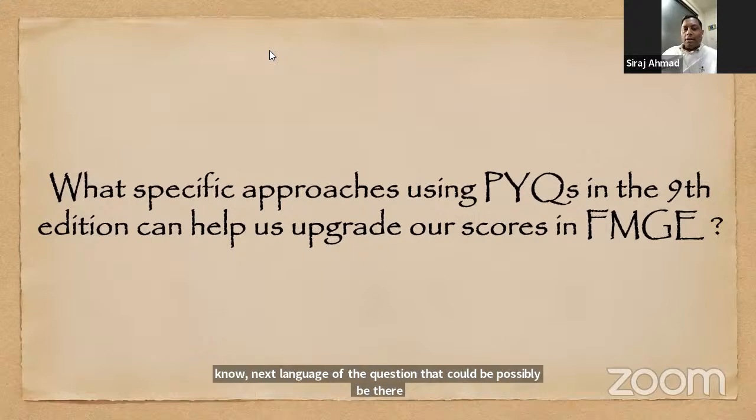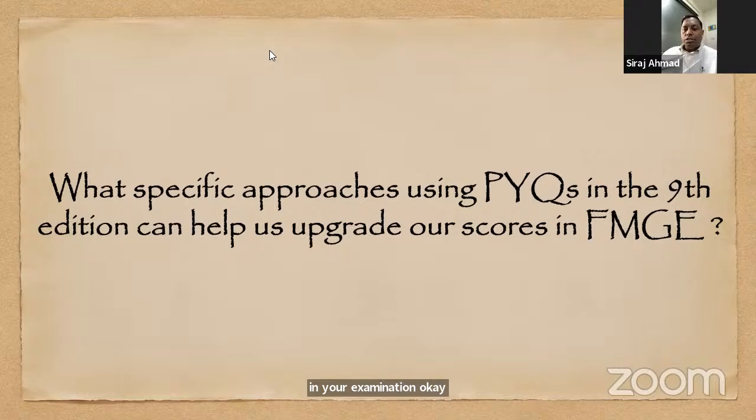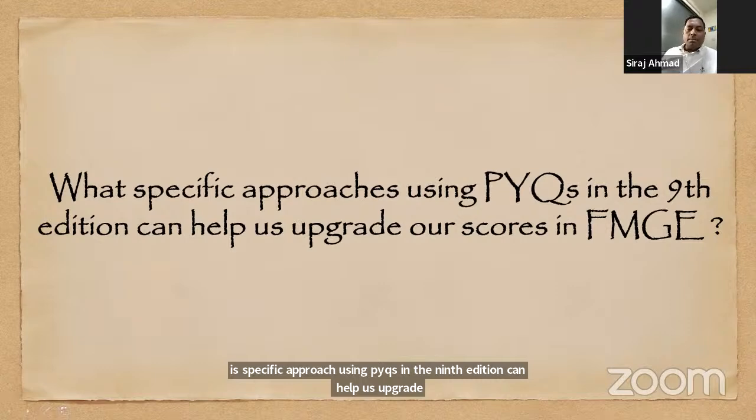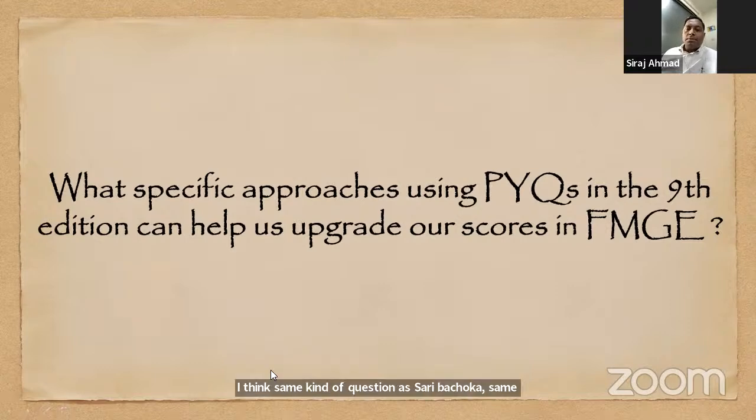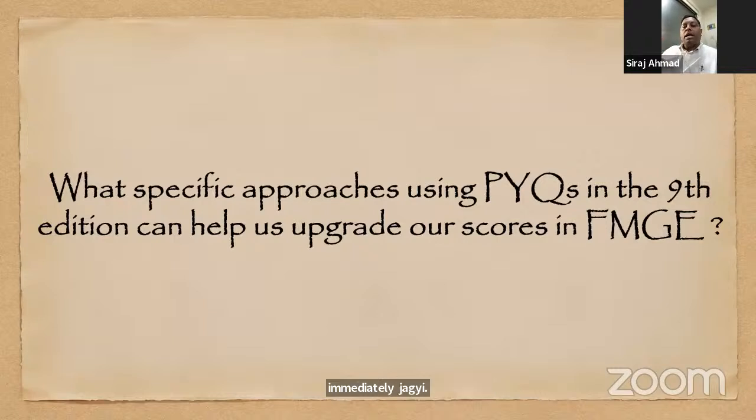ठीक है. अगला क्वेश्चन है, what specific approach using PYQs in the 9th edition can help us upgrade our score. तो मुझे लगता है ये भी एक same kind of question है, सारे बच्चों का सेम तरह का क्वेश्चन है कि स्पेसिफिक अप्रोच PYQ के लिए यही होगा कि जब भी आप थियरी पढ़ते हैं, थियरी के बाद आप MCQ पे इमीडिएटली जाइए, देखिए कि उस टॉपिक पे क्वेश्चन आया है कि नहीं आया. ये सिंपल सा तरीका है आपके स्कोर को अपग्रेड करने का.